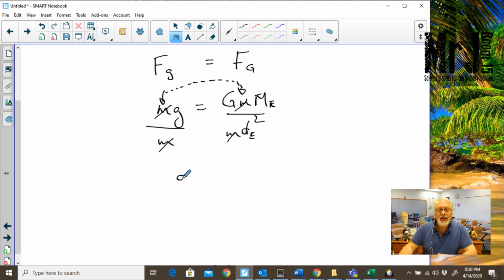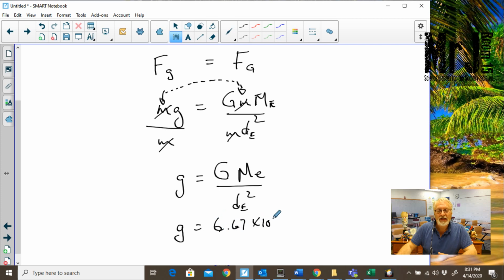And so what we have is a definition of what little g is, with big G, the mass of the Earth, and the diameter, or the radius of the Earth, squared. Sometimes they use r, sometimes they use d. And let's calculate this out. So if we want to know what g is, well, big G is 6.67 times 10 to the negative 11.